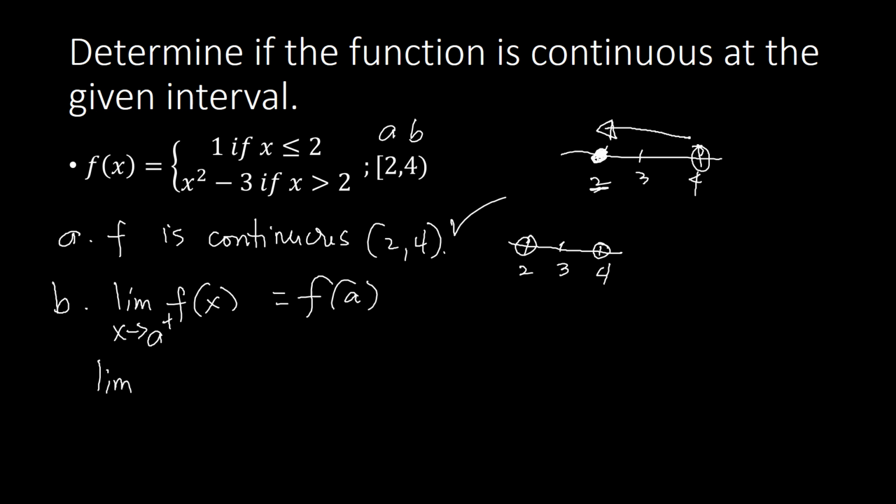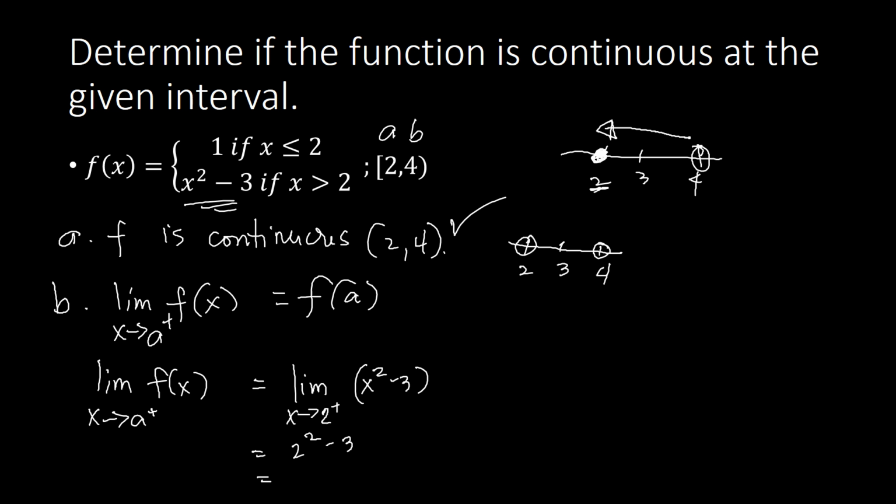So let's try first the limit of f of x as x approaches a coming from the right side. The values on the right side of 2 are 3 and 4. So this satisfies the second function. We have x squared minus 3 as x approaches 2 from the right side. This is now equal to, we're going to plug in, 2 squared minus 3, which is 4 minus 3. This is equal to 1.